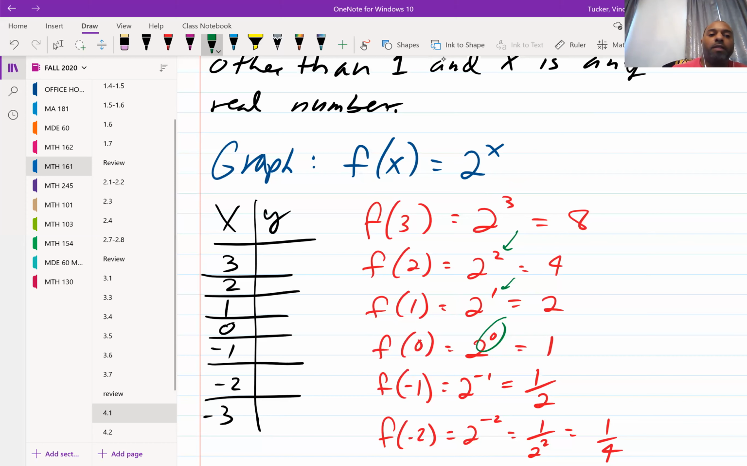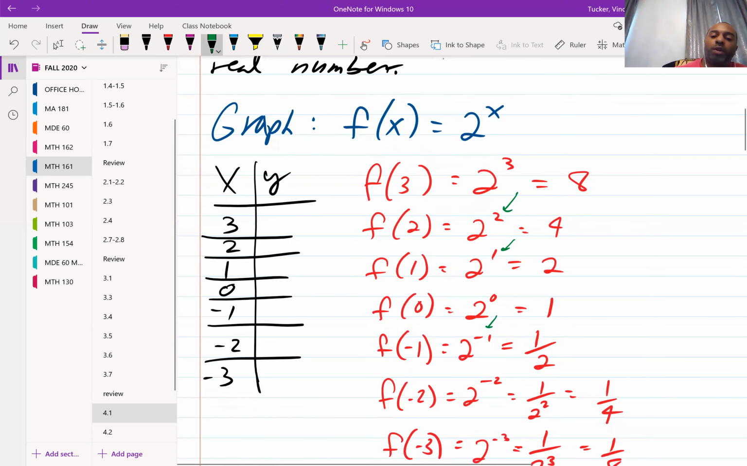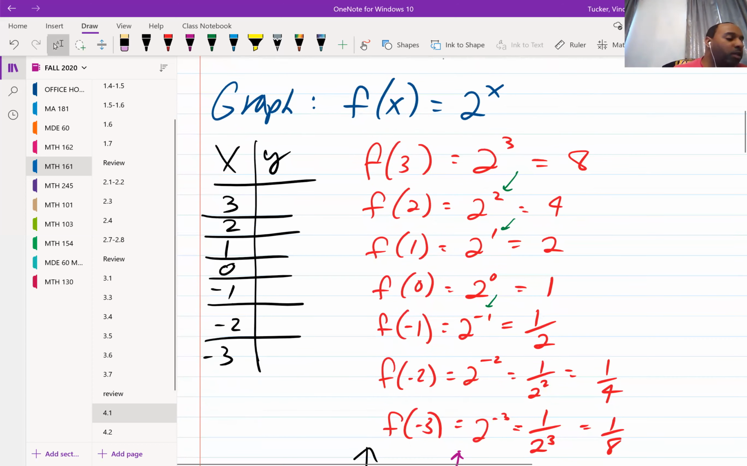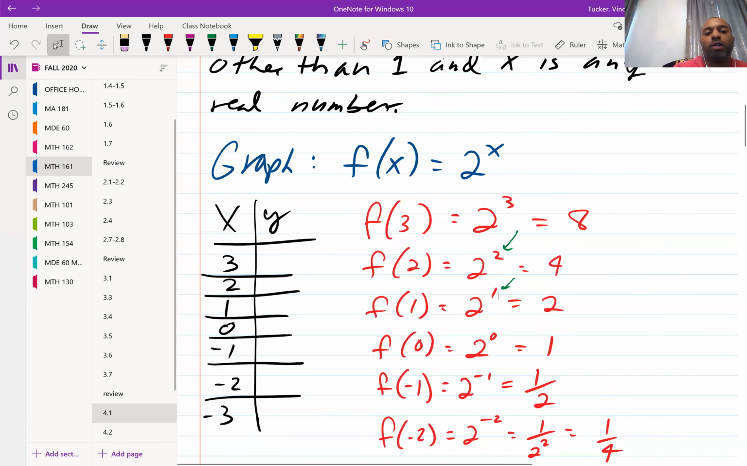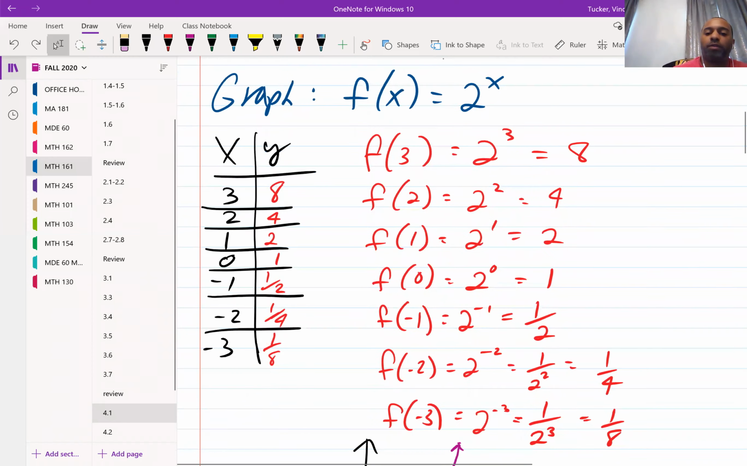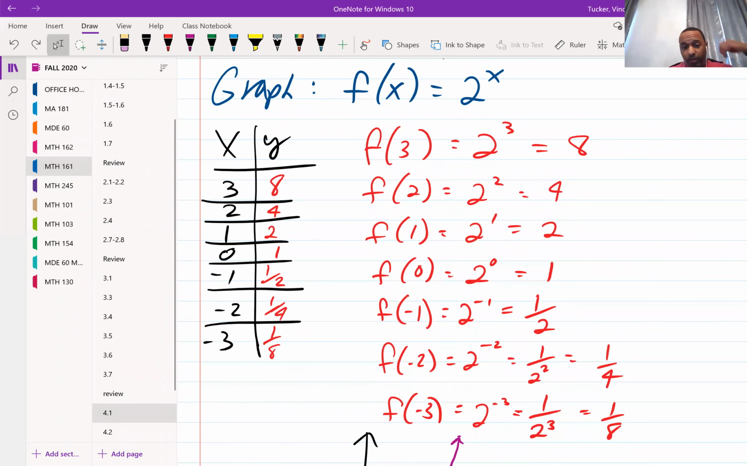And then when you talk about something being to a negative power, to make it positive, you drop it down into your denominator. So that'd be 1 over 2, then 1 over 2 squared, which would be 1 over 4. Then 1 over 2 cubed, which is 1 over 8. And that's how we would fill out the chart. So that's how we got those values for the chart. I'll give you a chance to copy that down if you want to do so, and then we'll look at the graph.